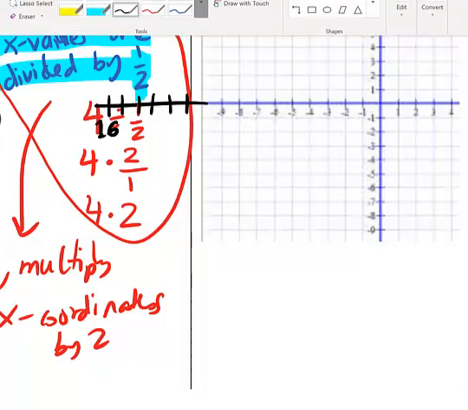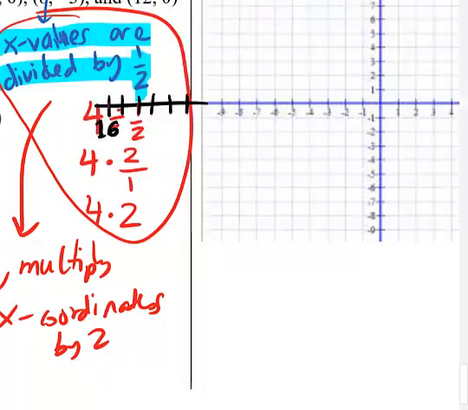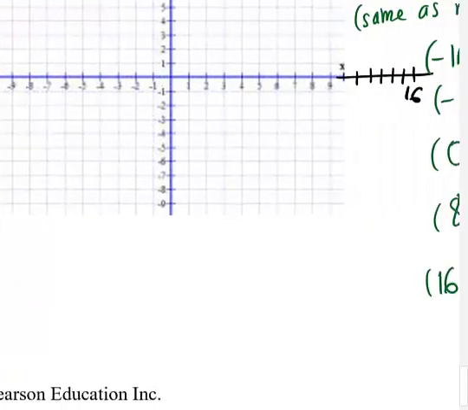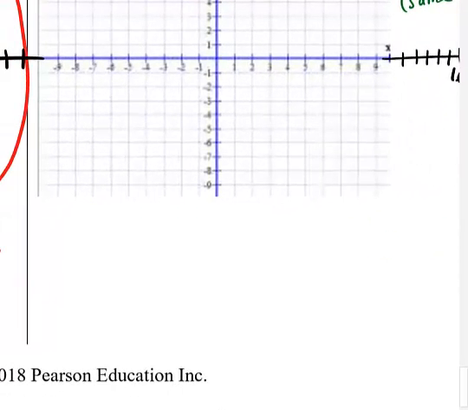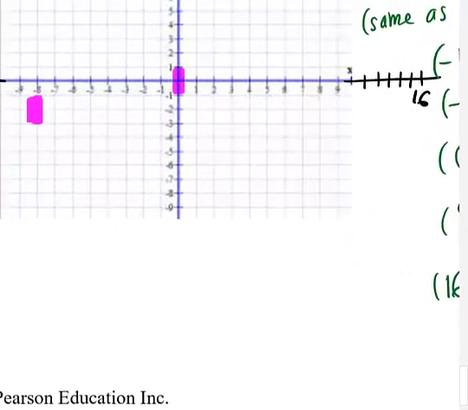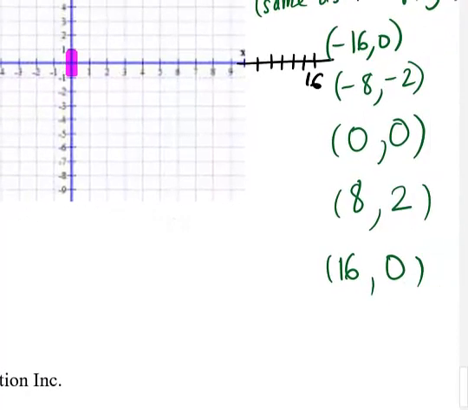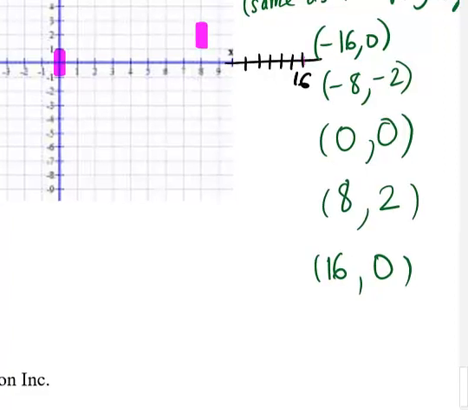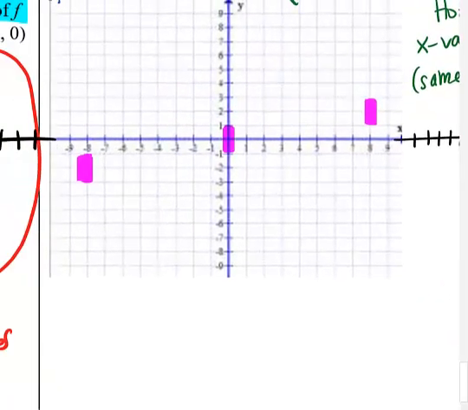Okay, let's plot some points here. The first one was -16, 0. What was the second point? -8, -2, so it's over here. And then the next point is 0, 0, the origin. Now we have +8, up to 2, so there it is, here. And then 16, 0, right on the x-axis. Then I'm supposed to connect the dots, like a zigzaggy pattern, so I'm trying to make them straight lines.